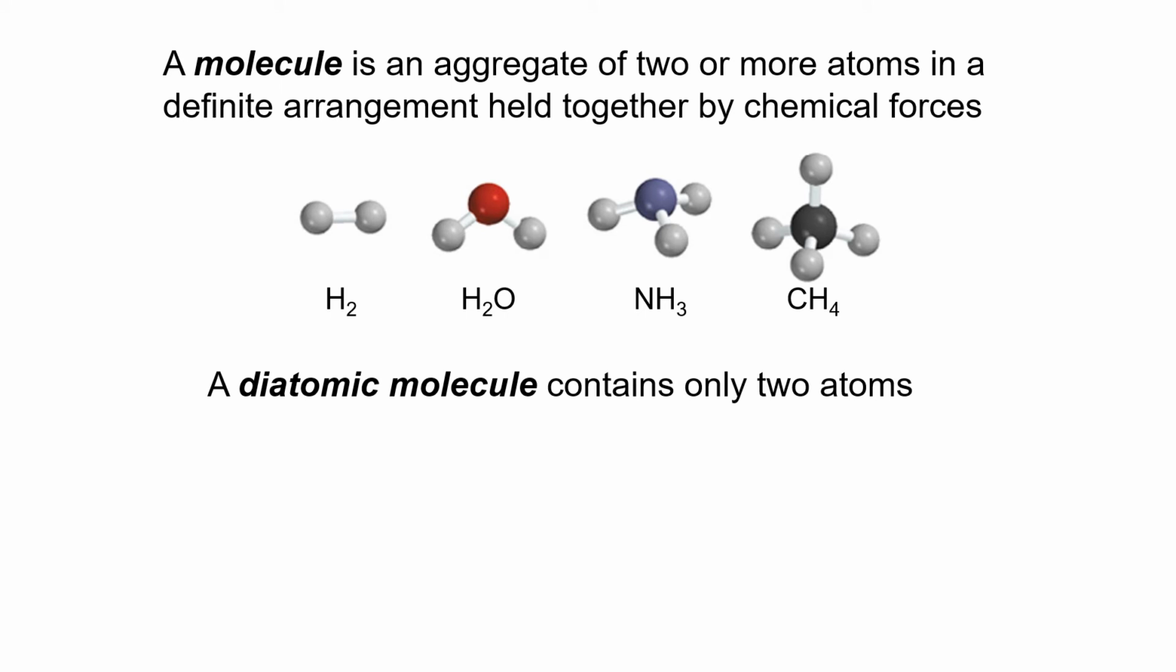So diatomic molecules contain only two atoms. And as I mentioned, these would be homodiatomic: H2, N2, O2, Br2. But these are also diatomic molecules, only two atoms bonded together. This is hydrochloric acid, and this one is carbon monoxide.